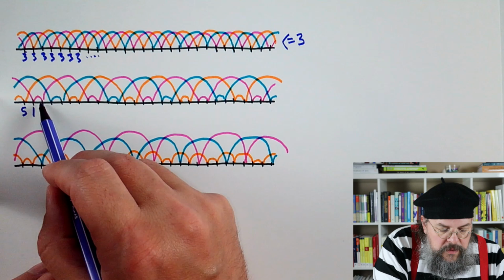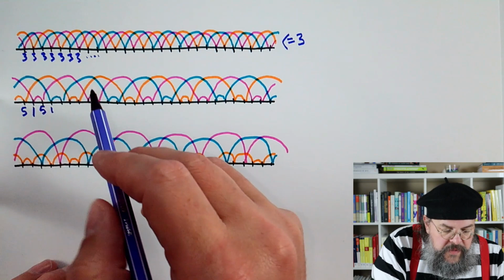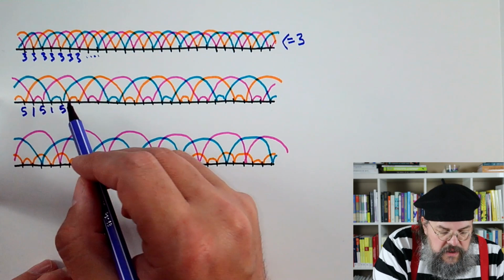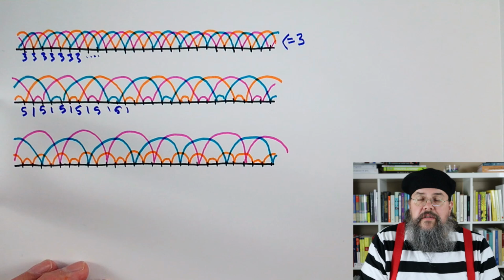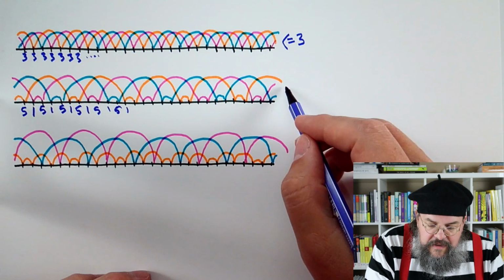1, 2, 3, 4, 5. Okay, great. And the next one, 1. And the next one, 1, 2, 3, 4, 5. Okay, and then 1. And that pattern actually continues. It's 5, 1, 5, 1, 5, 1 all the way across. And so we can describe this in shorthand as saying, all right, this is the pattern 5, 1.